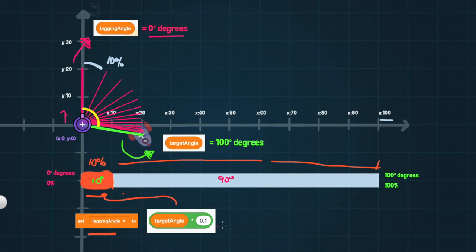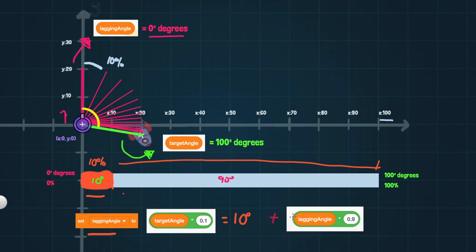So we're going to leverage that. We're going to take out 10%, and we're going to add it to something that's going to be 90%, which is just 9/10. And the thing that we're going to take 90% of is the current value of the lagging angle. So we can just take 90% of the current value of lagging angle. And in Scratch, that's going to look like this.